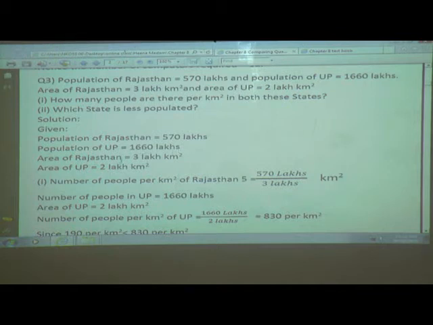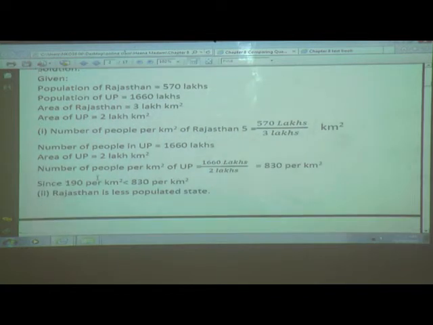The area of Rajasthan is given as 3 lakh kilometer square and the area of UP is given as 2 lakh kilometer square. So what is given in the question, we have written here. Now we have to find out what is required in the first question. So we require the population of both the states per kilometer square.